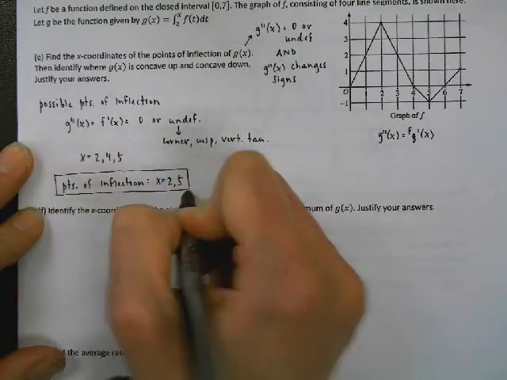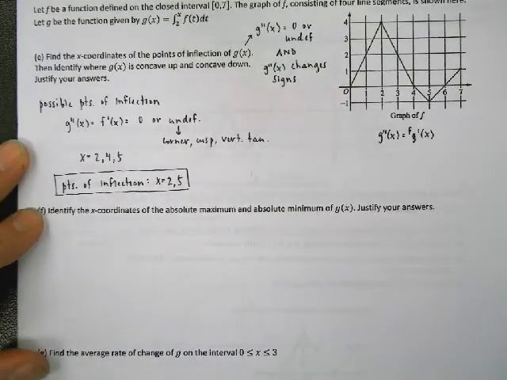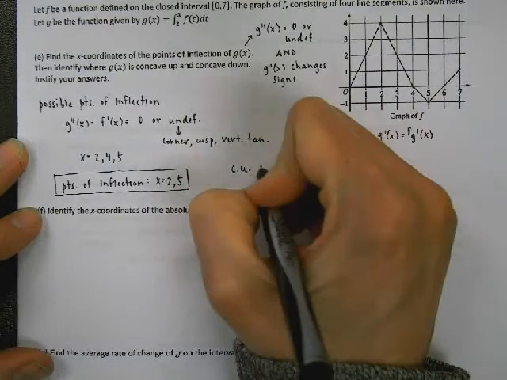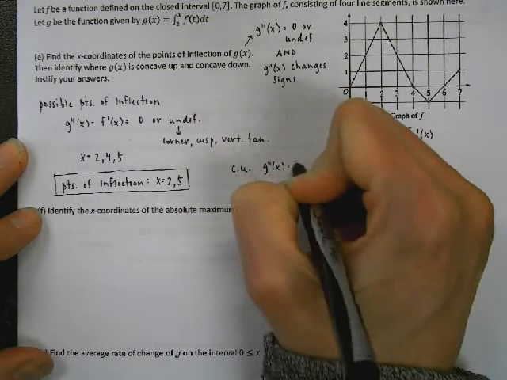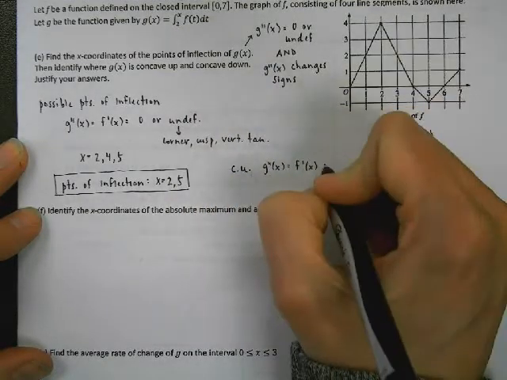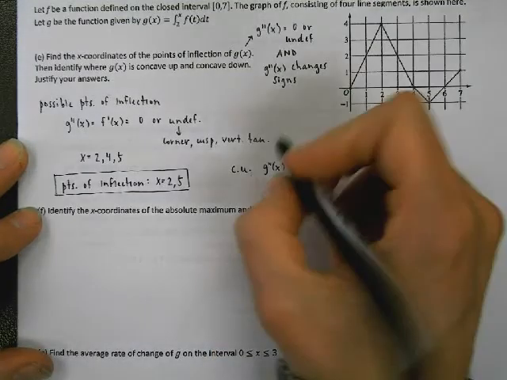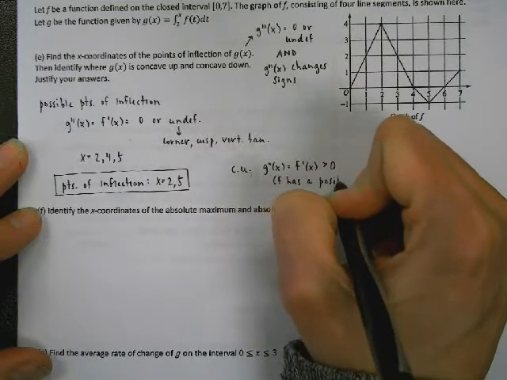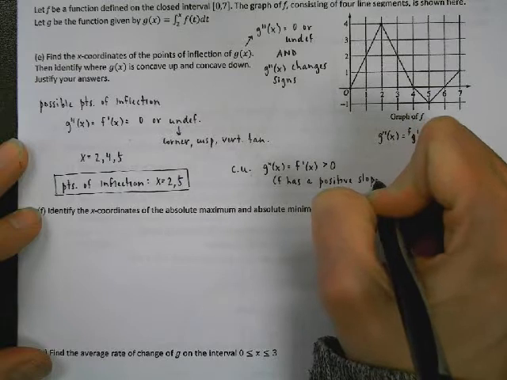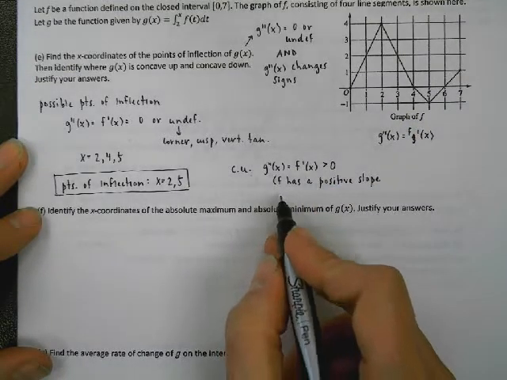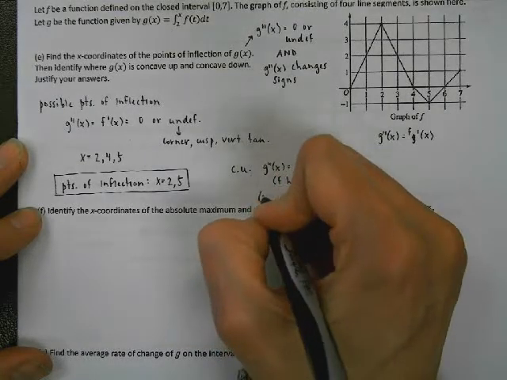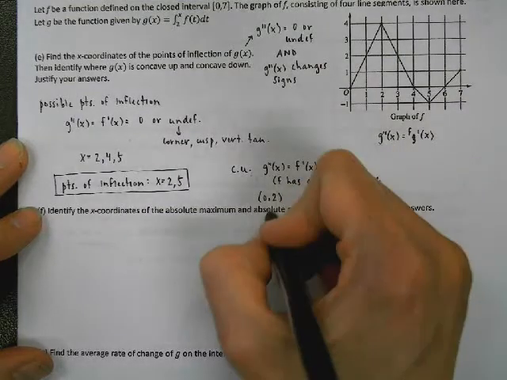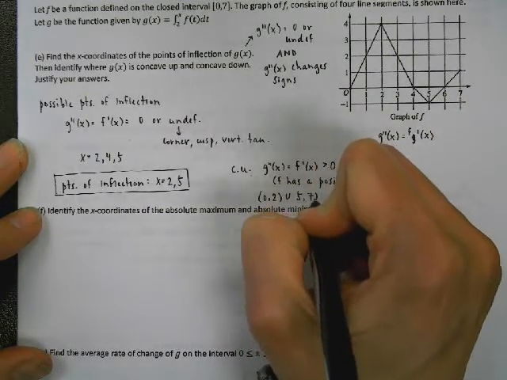So now the next part of this talks about concavity. So I'm going to be concave up. I know that's where g double prime of x, which we know is f prime of x, is greater than 0. So where f has a positive slope. So I'm going to be concave up from 0 to 2, and then again here from 5 to 7. I know I've got a lot going on here, so I'll box this up.